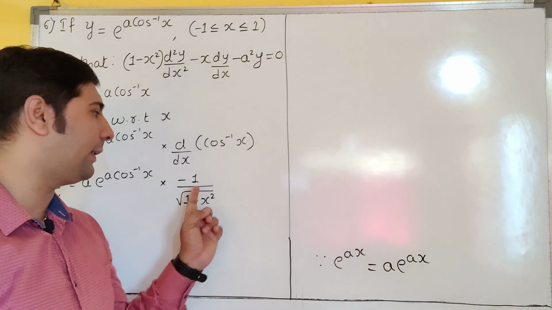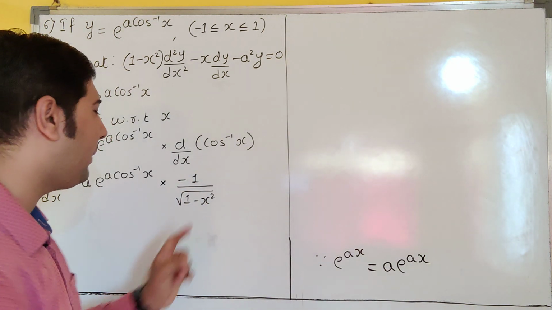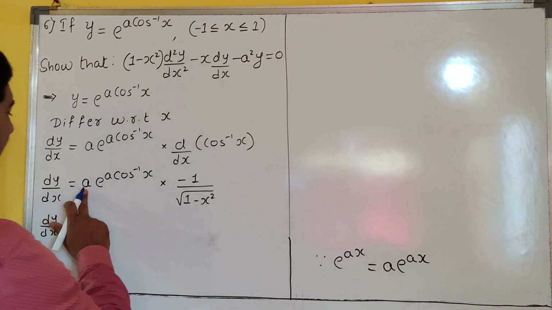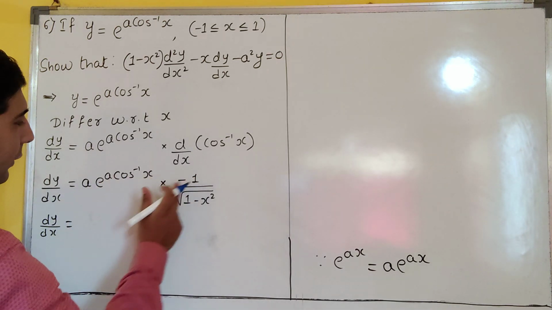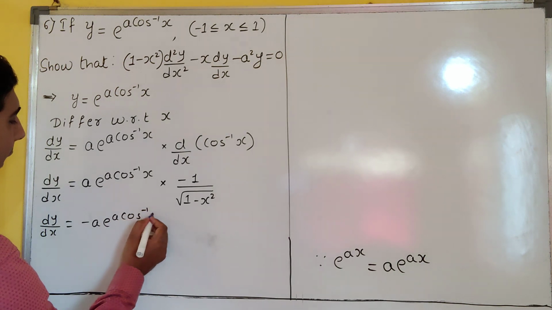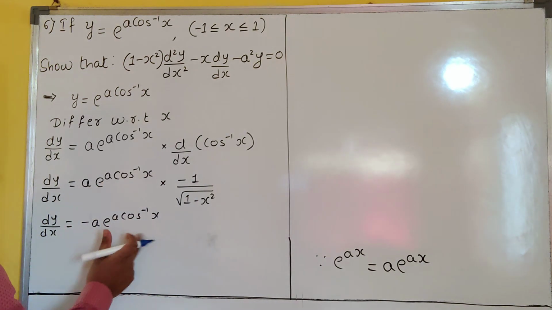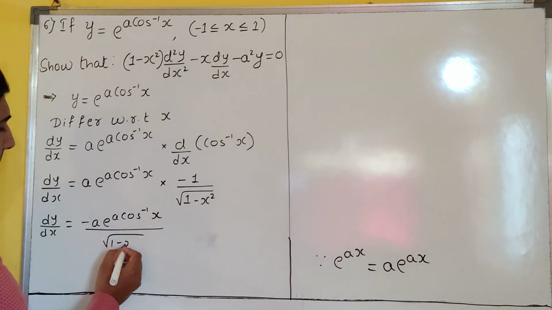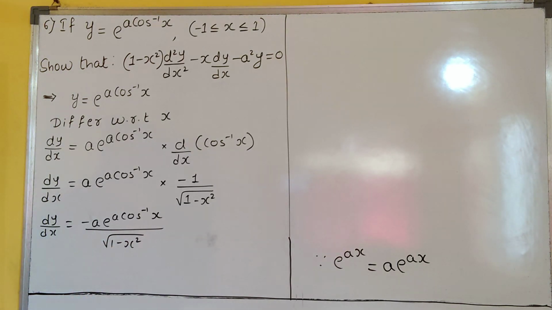Derivative of cos inverse x is what? Minus 1 upon square root 1 minus x square. So now you multiply this one. a into minus 1 is minus a e raised to a cos inverse x. 1 into anything is same. Whole divided by what? Square root 1 minus x square, dear students. I hope it is clear.